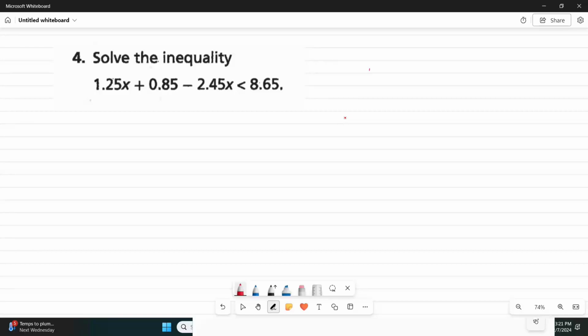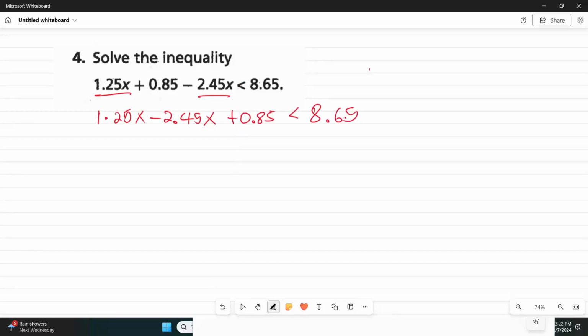So what we have here is we're collecting our like terms, because if you look on my left side, we could collect our like terms there. So we're dealing with this and this. We could just merge them. If you want to write them beside each other first before we make the move, that is that. It's going to give us a negative 1.2x plus 0.85, and this is less than 8.65.